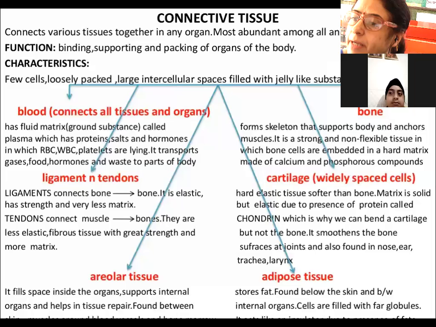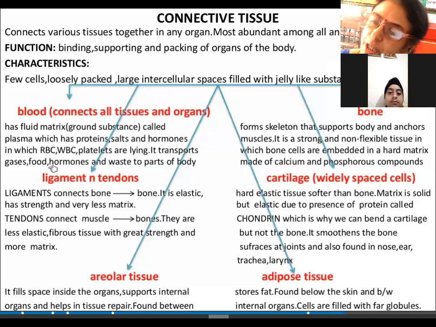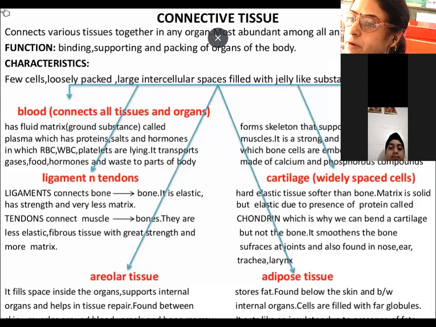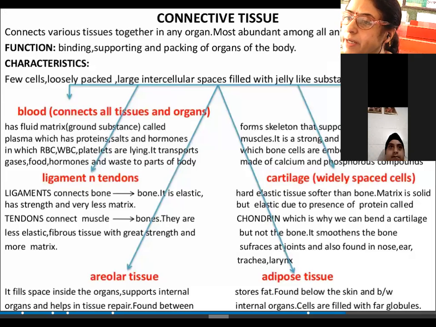Connective tissue connects the different organs of an organism, right? Blood is a fluid connective tissue. Okay, there are 4 parts of the blood.